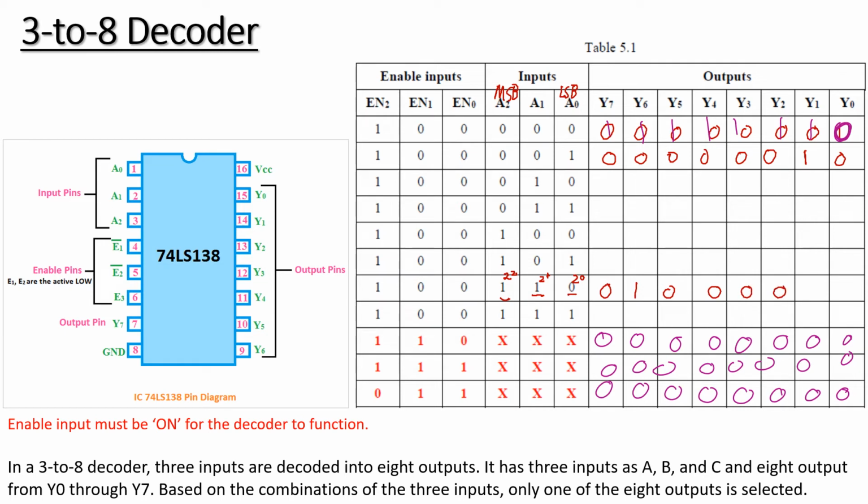So you can immediately key in the truth table using this kind of pattern. Like this. And here we will get Y3, only at Y3 the output will be 1 and the others will be 0.